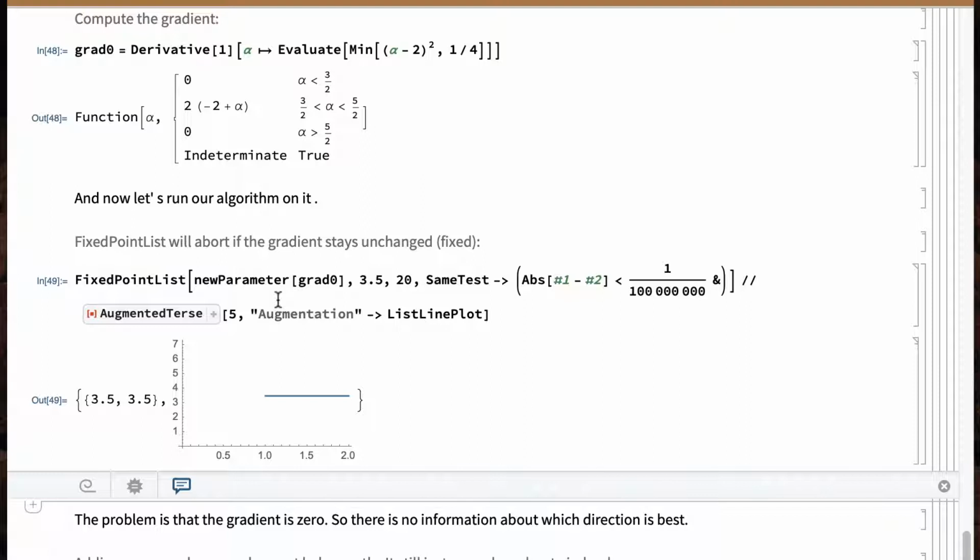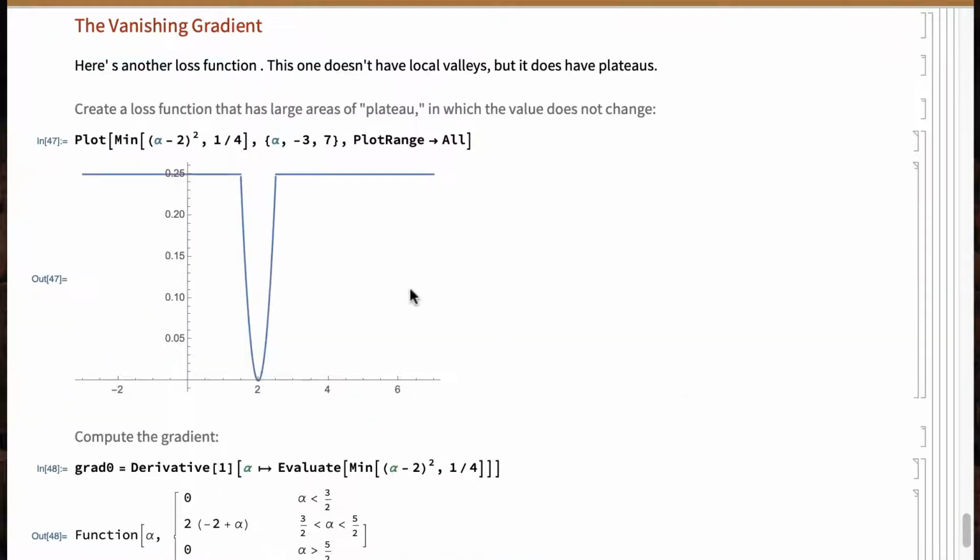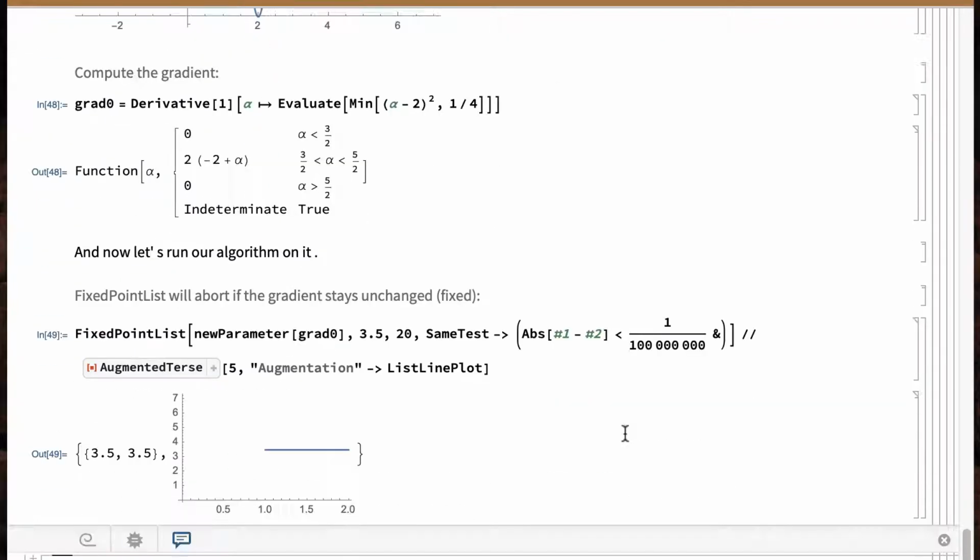And it stopped. It just went one turn, and then the process stopped. Why did it stop? It stopped because at 3.5, the gradient's 0. And if I move a multiple of the gradient, I'm not moving at all. And so I just get stuck there. This is the vanishing gradient problem.